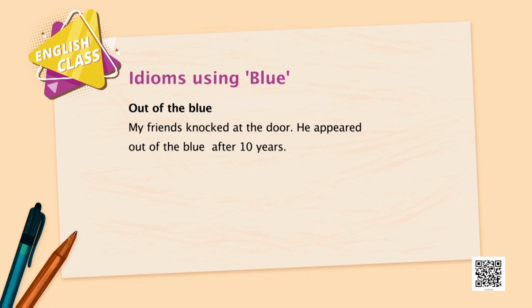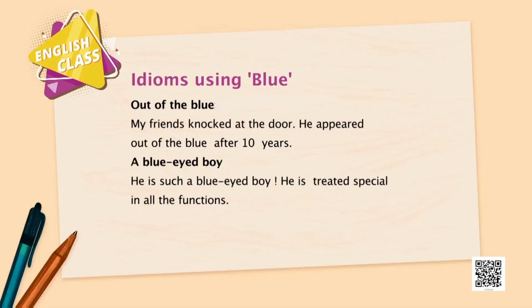Kriti is going to read out the first one. Sure, sir. Out of the blue. My friend knocked at the door. He appeared out of the blue after 10 years. So, learners, we need not explain what it means. It means he came after so many years without giving any prior intimation. Sometimes you meet someone, or he called me out of the blue. I had forgotten him. So, this is how, look at it, out of the blue, all of a sudden, you come. Okay, come on, next.